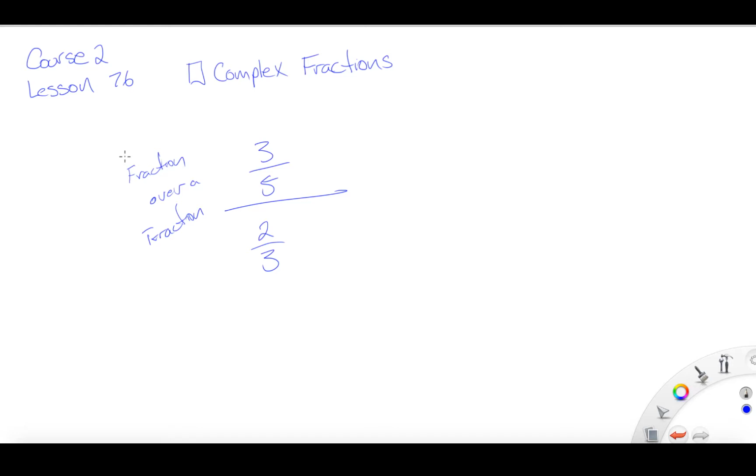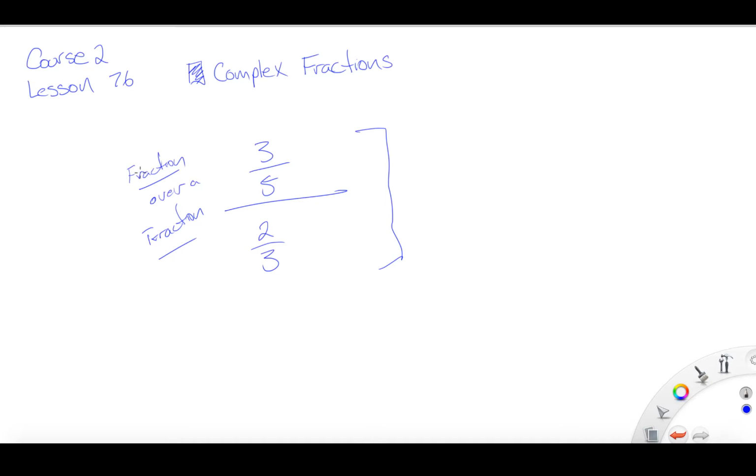We are on page 529, and we're going to be dealing with something called a complex fraction today, okay? So here we have a complex fraction. Basically, it's a fraction over a fraction. How in the world do we simplify that, okay?